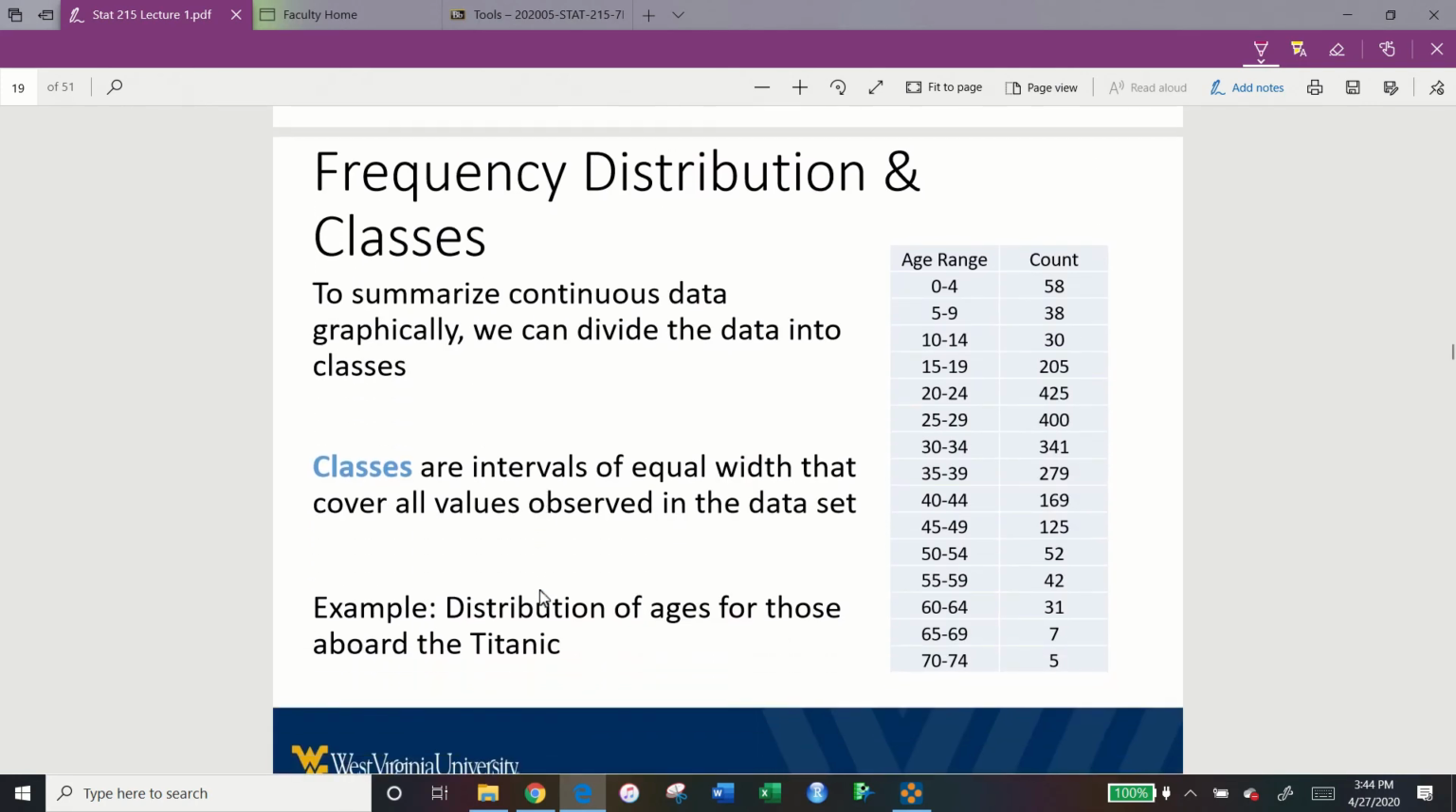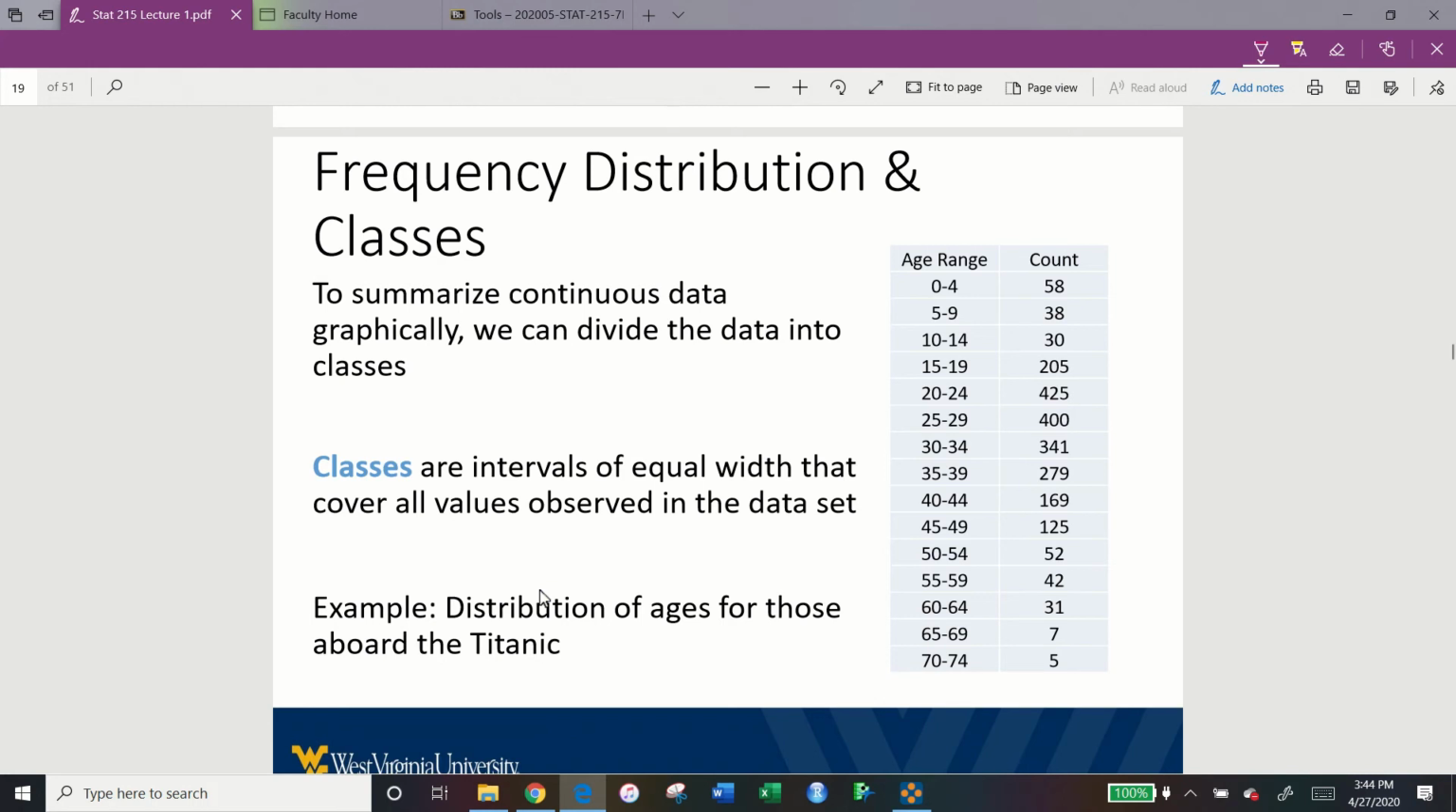So still continuing on with the frequency distribution in classes. To summarize, for continuous data graphically, we can divide the data into classes. Classes are intervals of equal width that cover all values observed in the data set. I want to say that again. Classes are intervals of equal width. I want to emphasize that: equal width that covers all values observed in the data. For example, the distribution of ages for those aboard the ship Titanic.